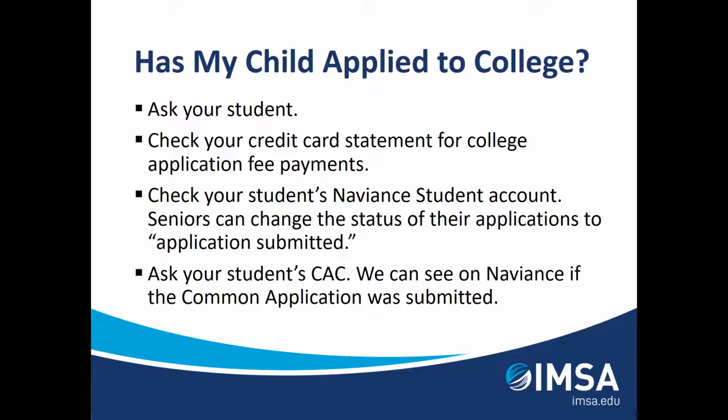But if your student tells you that he or she applied to University of Chicago on November 1, we actually can see that. So please reach out to your CAC if you're interested to know, or if you didn't have a chance to talk to your student, or if your student is telling you one thing and it does not jibe with, let's say, your credit card records. Then we can definitely check and see.